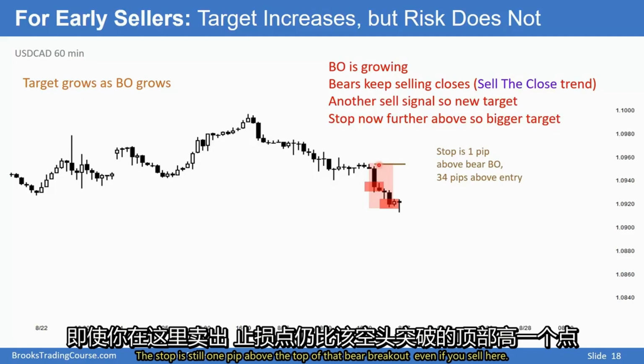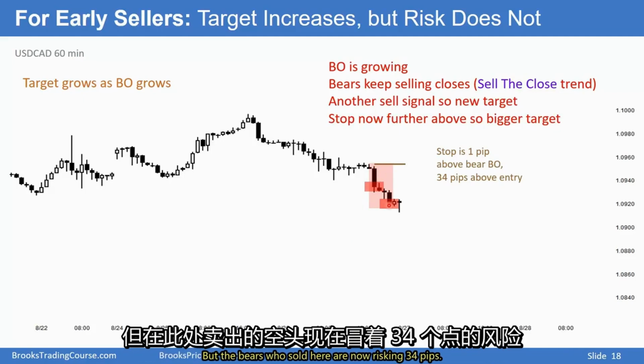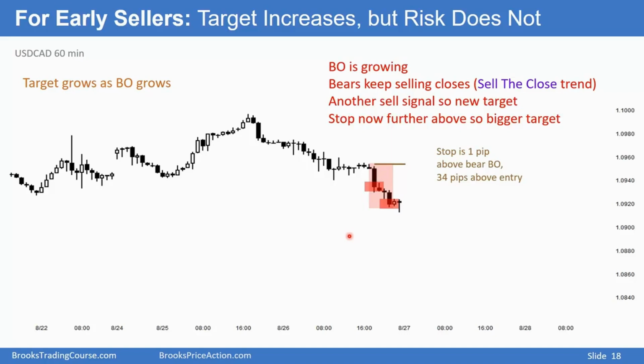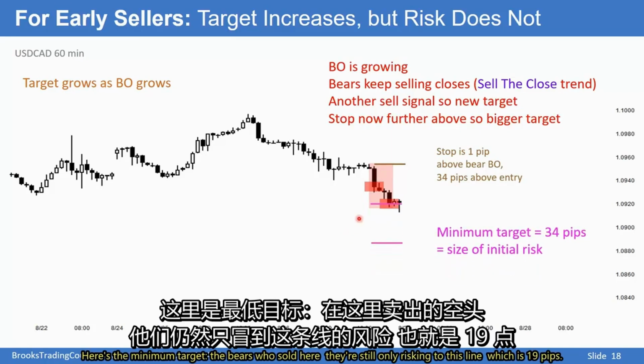The stop is still 1 pip above the top of that bear breakout, even if you sell here. But the bears who sold here are now risking 34 pips. They have a 60% chance that the market will fall 34 pips before it hits that stop. Here's the minimum target.